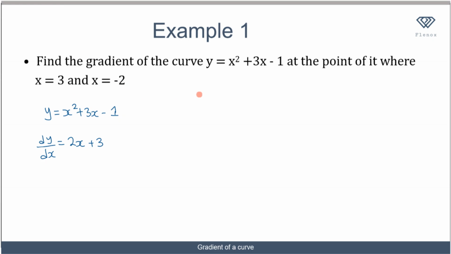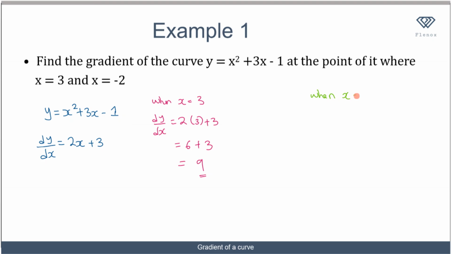So now we're told to find the slope or the gradient when x is 3. So when x is equal to 3, what is the slope? So dy dx when x is 3 will be equal to what? We substitute the value of 3 into this equation here. So we have 2 into bracket 3 plus 3, and that becomes what? 6 plus 3, and that results in 9. So at the point in which x is equal to 3, the gradient of the curve is 9.